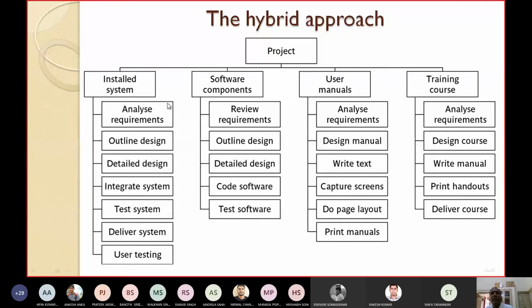So here, identifying the activities is a combination of activities as well as products. We are using the WBS and the products. Here we identify what the products of this project are, and then for each product we identify what activities are required to produce that product. That's why this is the hybrid approach.